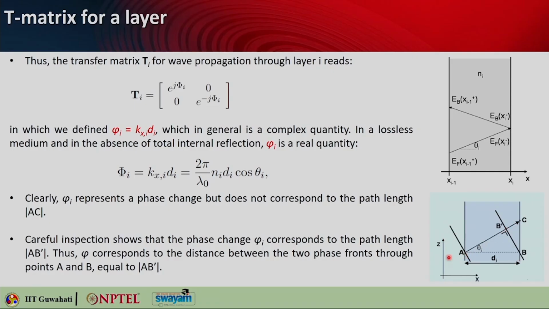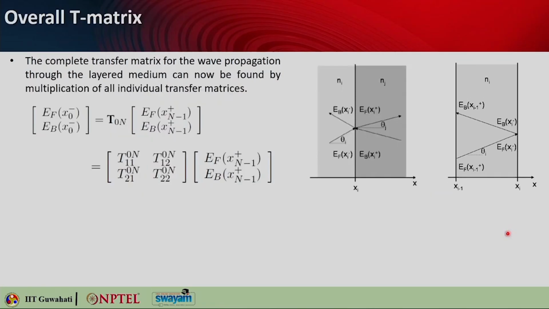So this phase difference is basically coming from the distance between these two planes, and this plane perpendicular to the wave vector is nothing but the phase front. So the phase change that you are calculating is basically coming from the difference in the phase front, that is AB prime. That is the difference between the two phase fronts, and phi corresponds to that particular value of AB prime. Clear? So now we have got both the things ready.